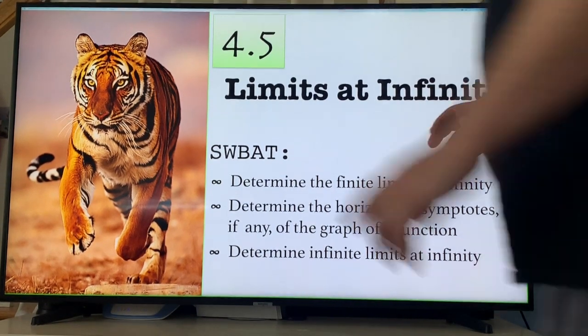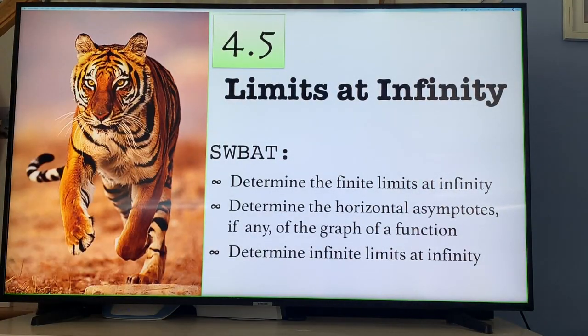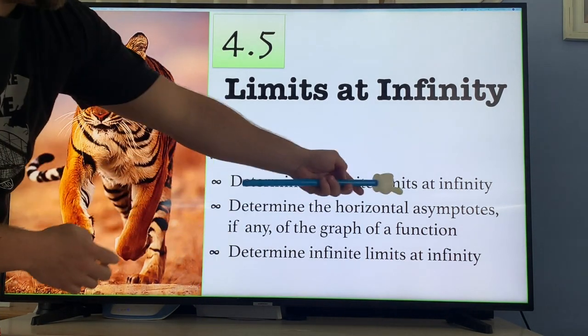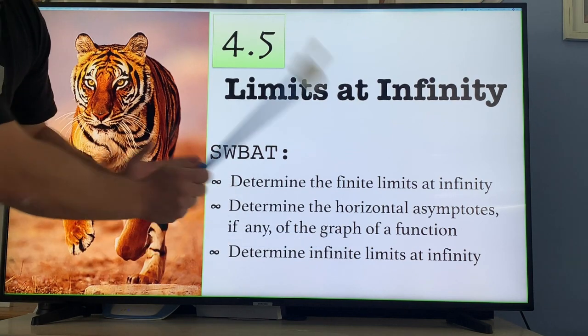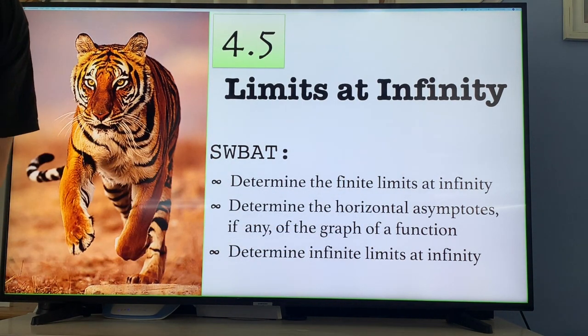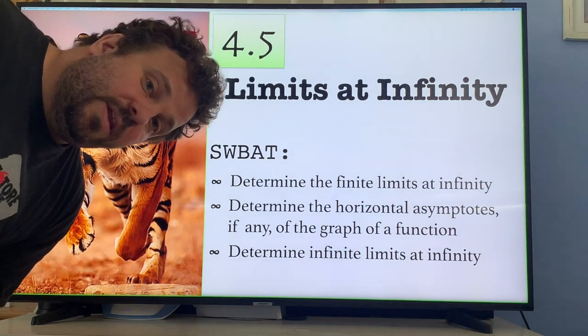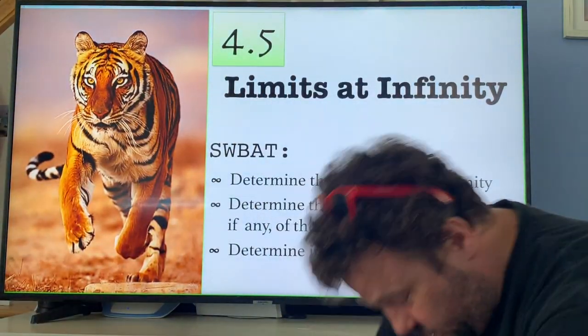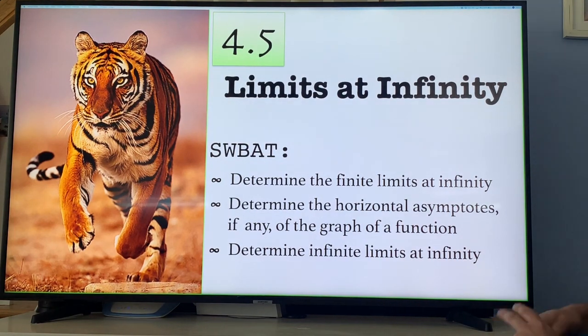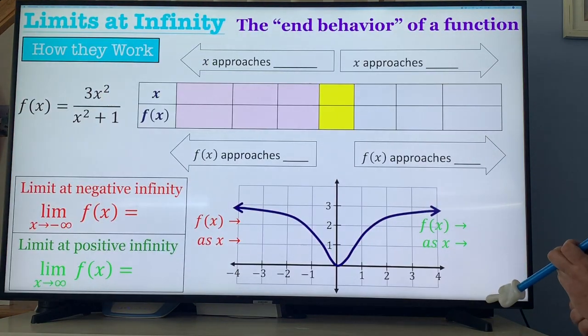Welcome back, and today we are going over limits at infinity. Students will be able to determine the finite limits at infinity, determine the horizontal asymptotes, if any, and graph the function, and determine infinite limits at infinity. So, let's go. We're going to start very simple, with a nice, easy exercise.